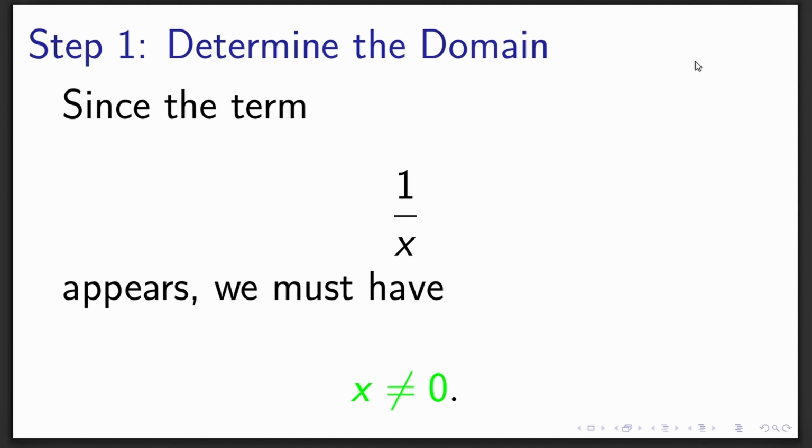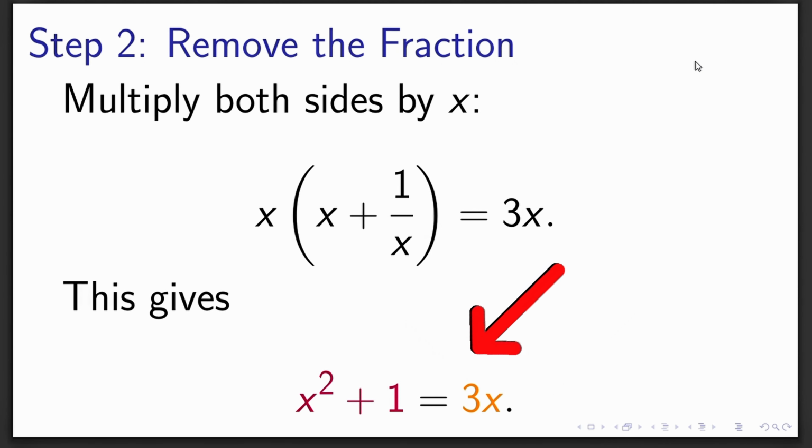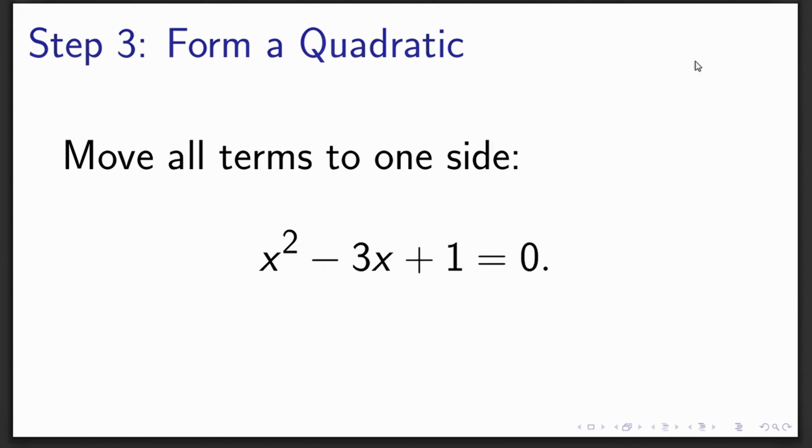First of all, we can see that we have a term 1/x. This means our x cannot be 0. After that, I'm going to multiply both sides by x. When I do that, I'm going to get x² + 1 = 3x. Now I can arrange all the terms on one side. When I do that, I'm going to get x² - 3x + 1 = 0.